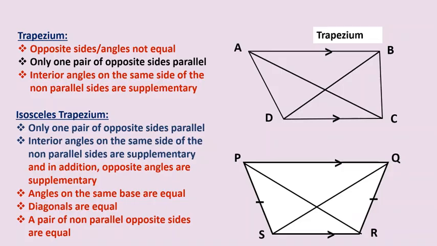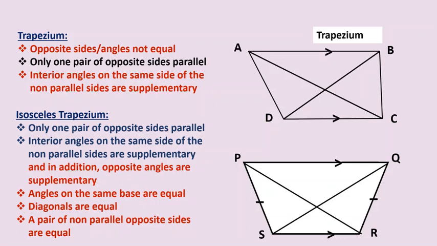Now, I have written some important features or properties of the trapezium. Observe, opposite sides and angles are not equal. You will learn in detail about parallelogram. That time you will come to know. In parallelogram, opposite sides and angles are equal. But in trapezium, it is not like that. And in trapezium, only one pair of opposite sides are parallel, as I said. Only one. Two pairs are not there.